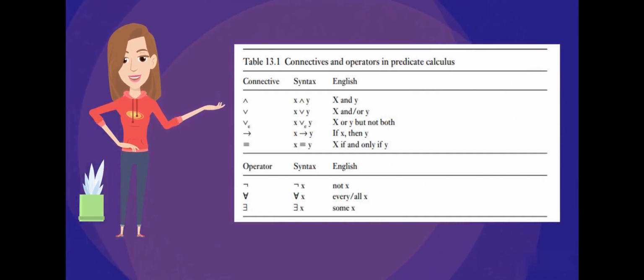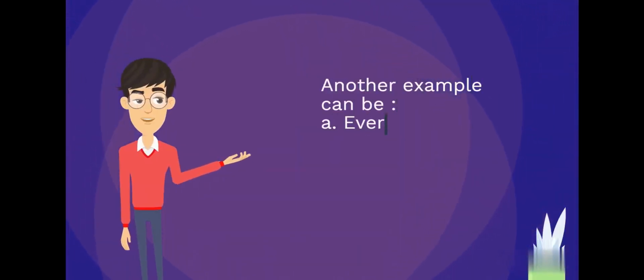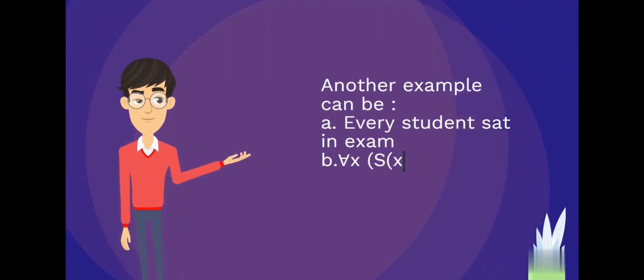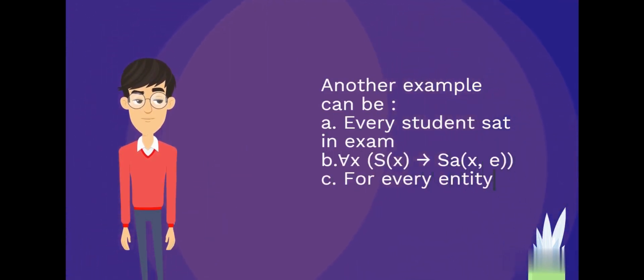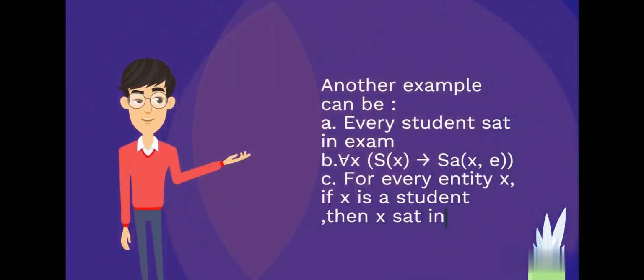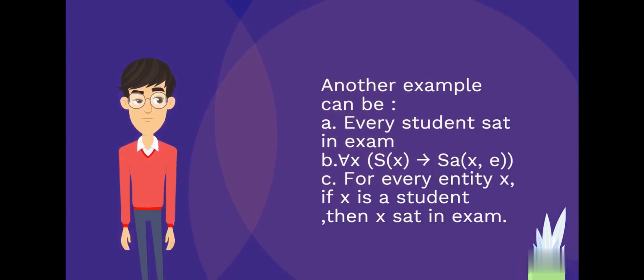Now, there are various kinds of connectives that can be used, like and, or, and many others, like implies, and create many more sentences. Another example can be every student sat in exam, which can be represented by for every entity x, if x is a student, then x sat in exam.